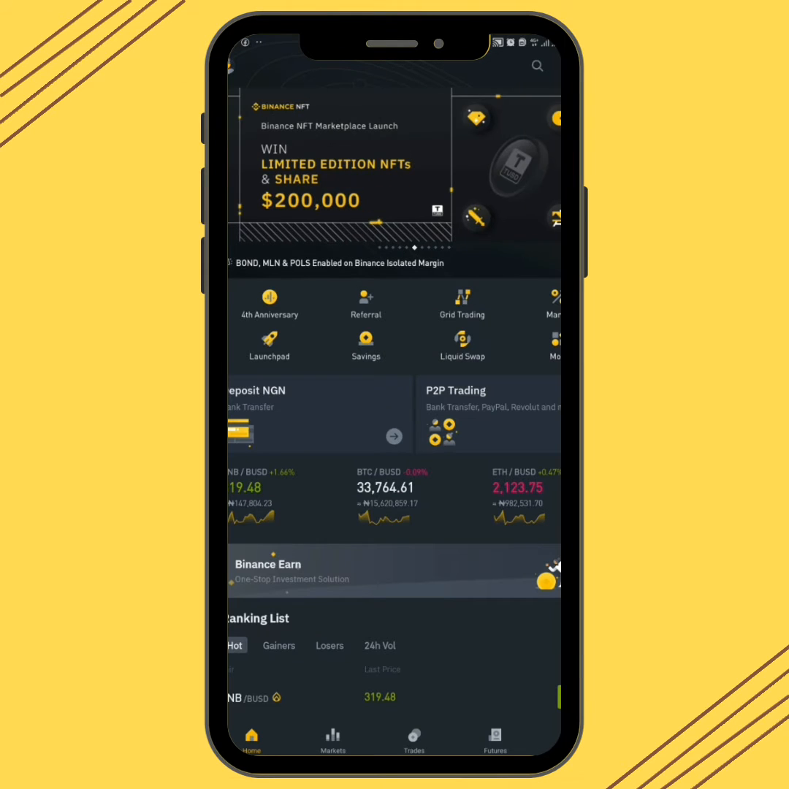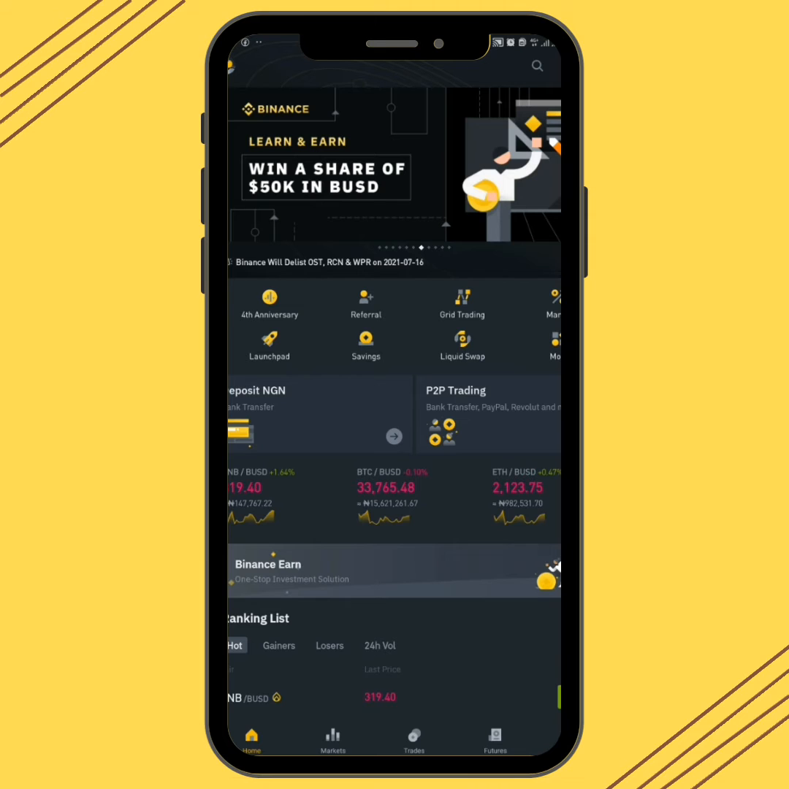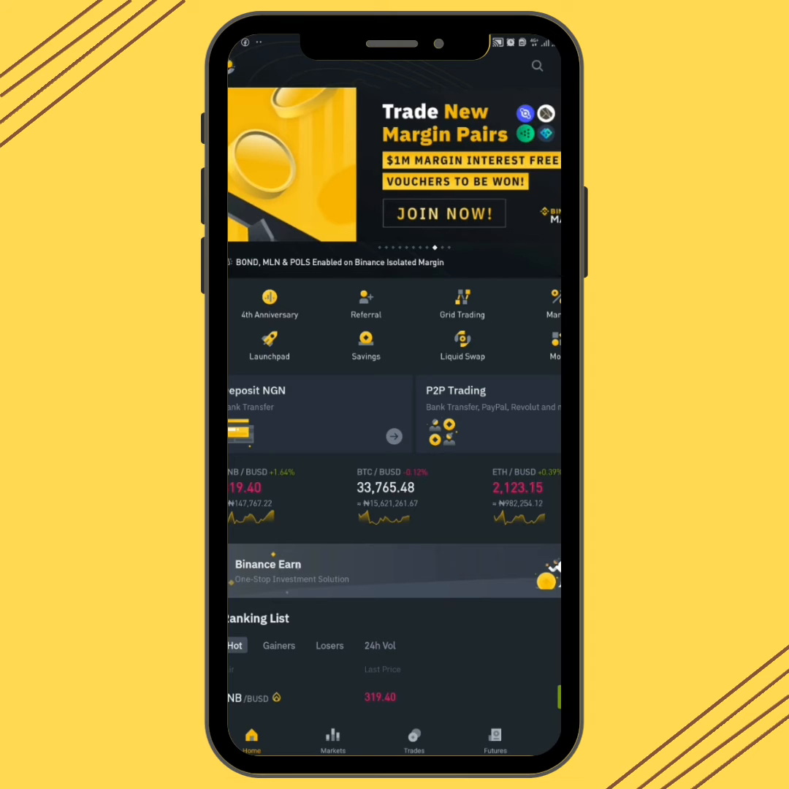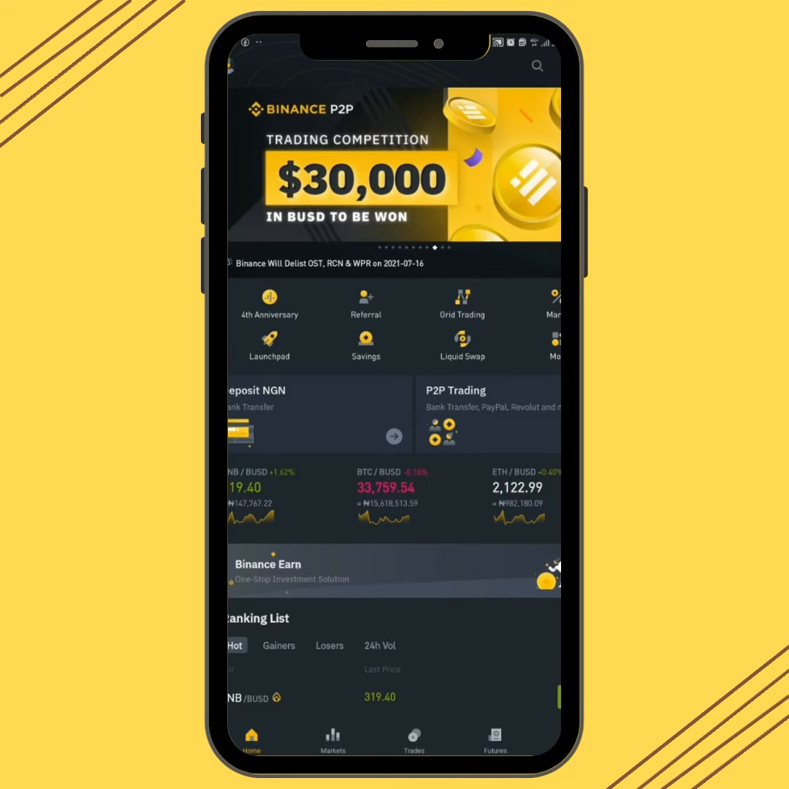Welcome to BGM. Today I'm going to be showing you guys how to master the Binance app. So when you open your Binance app, this is how it's going to look.